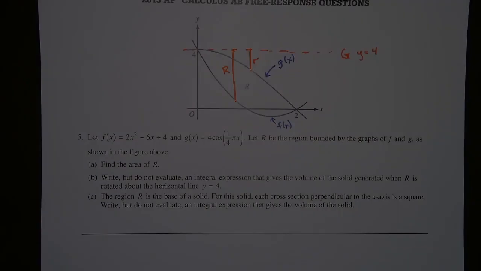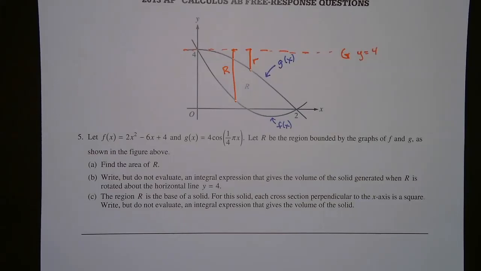Let's go to part C. So for part C, they're telling you the region R is the base of a solid. So this is the bottom of a solid. For this solid, each cross section perpendicular to the x-axis is a square. And write, but do not evaluate, an integral expression that gives the volume of the solid.